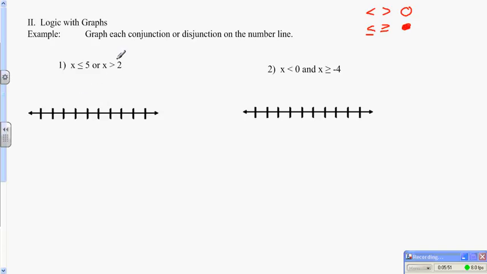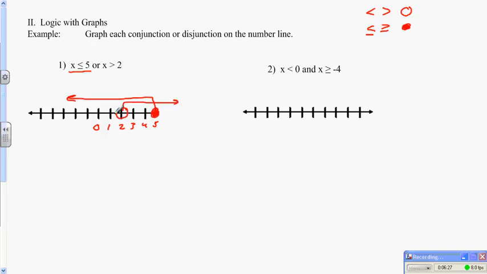Alright, here we have an OR. Now, an OR will be true if at least one of the two statements is true. So if we graph the first one, I'll do that in red, which would be 5. So let's go 0, 1, 2, 3, 4, 5. Less than or equal to 5 means solid dot. If it's less than or equal to, we go this way. Greater than 2, circle, arrow going this way.